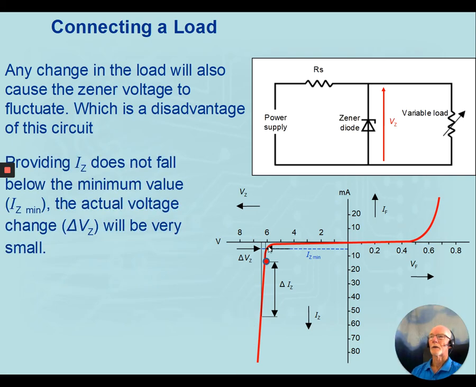Providing our current doesn't fall below the minimum value, and we normally have an area here we call the knee. So as long as we get our current past the knee into its operating range, the current through the Zener can vary up and down, but its voltage will stay relatively constant. It will move a little bit, but it will be relatively constant. Let's say 6.2 to 6.3 or 6.4 volts, which isn't very much considering that the current may change from 20 to 40 or 50 milliamps, a big change in current.